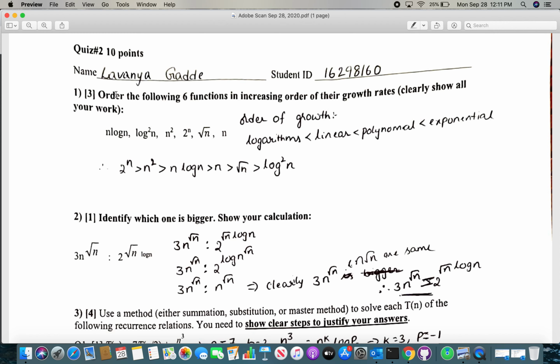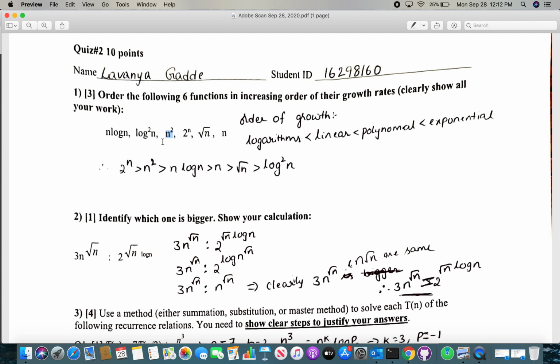So, the first question is: order the following 6 functions in the increasing order of their growth rate and clearly show all your work. So in this we already know one rule. For order of growth, always exponential is greater than polynomial, polynomial is greater than linear, linear is greater than logarithms. So from this formula we can say that 2 power n is always largest and next will be 2 n square.